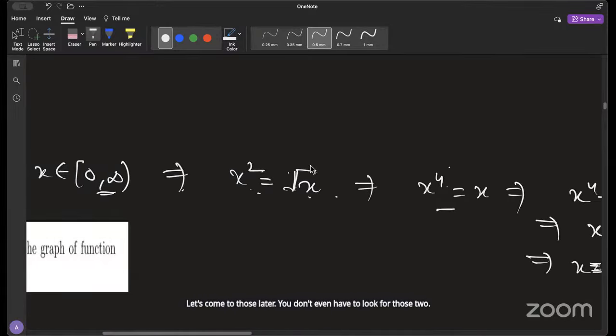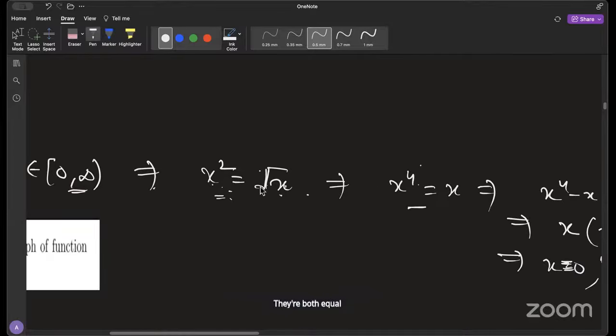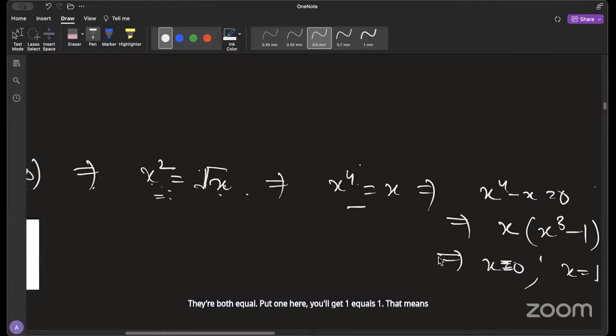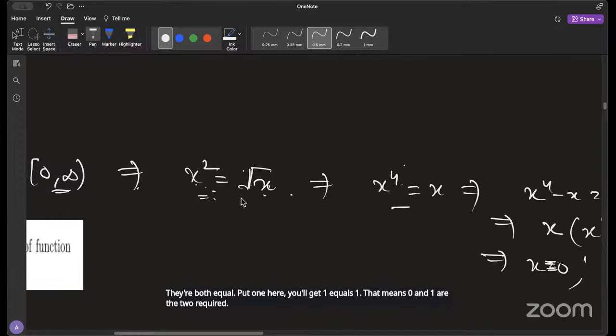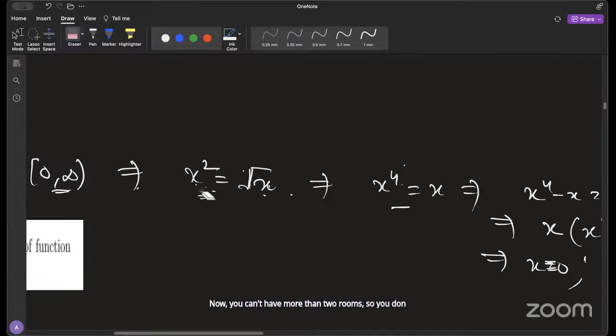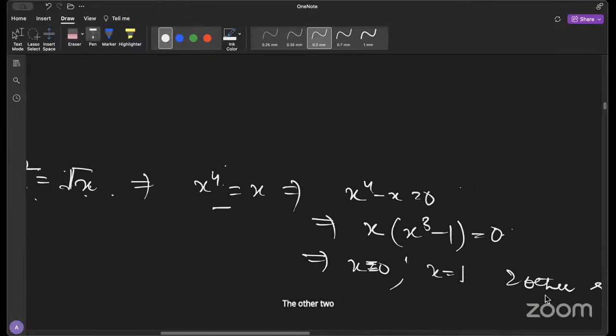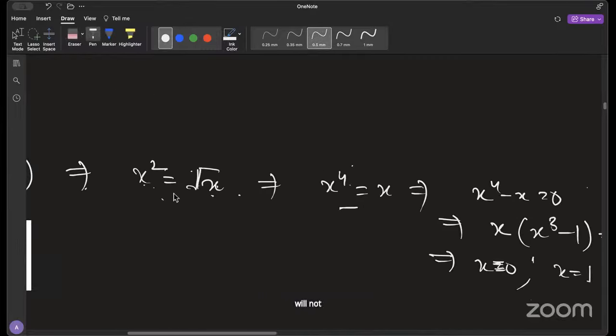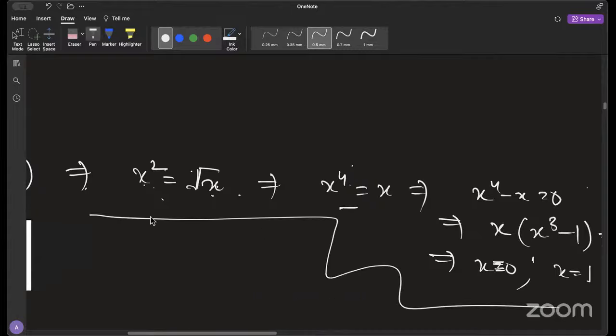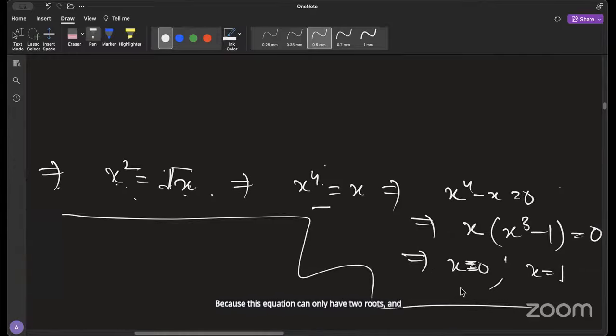Why? Because this is x squared equals 2x, and the degree here is 2, right? The maximum roots it can actually have is only 2. And those 2 roots are, put 0 here, you get 0, 0, they're both equal. Put 1 here, you get 1 equals 1. That means 0 and 1 are the 2 required roots. Now you can't have more than 2 roots, so the other 2 roots that you'll have here will not be roots of this equation, because this equation can only have 2 roots, and you've already found 2 roots here.